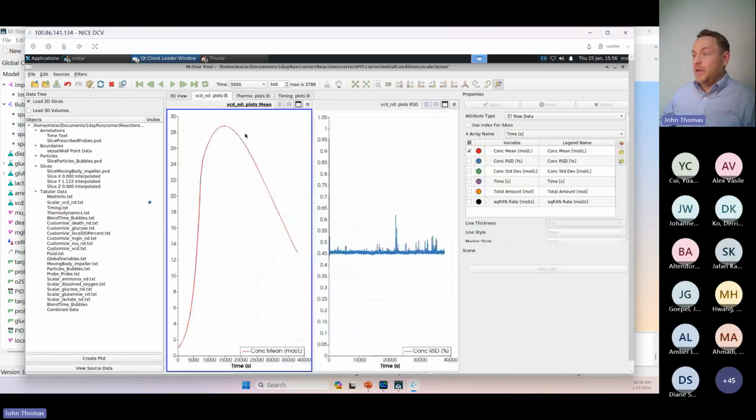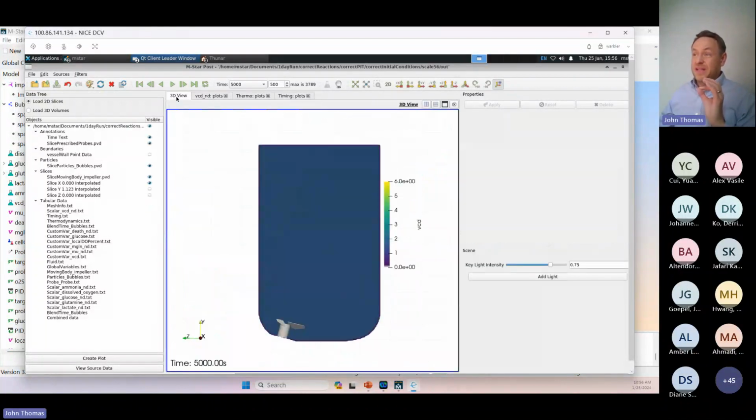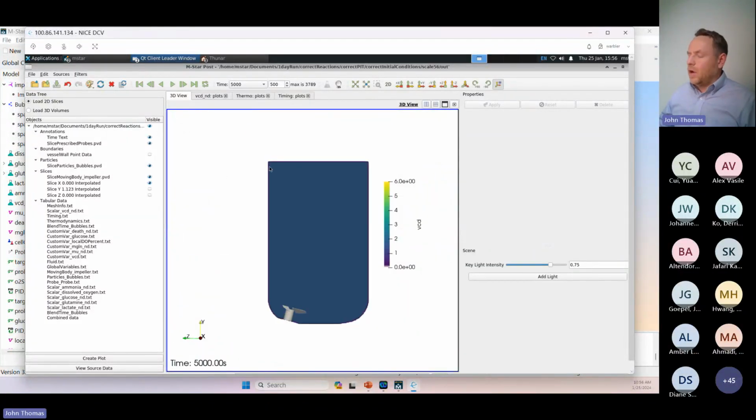Here we go. There's my time evolution of my viable cell density, looking at timing stats where I'm claiming I can run a full process in about 2.5 days. That would be 21,000 seconds for this. This is a pretty aggressive acceleration, but it all comes out in standard M-Star form.